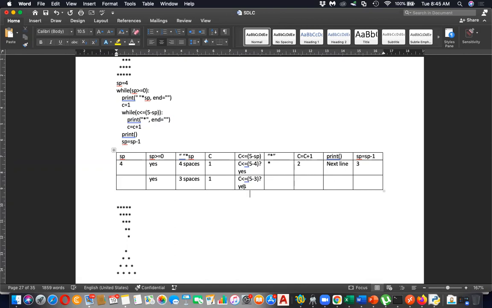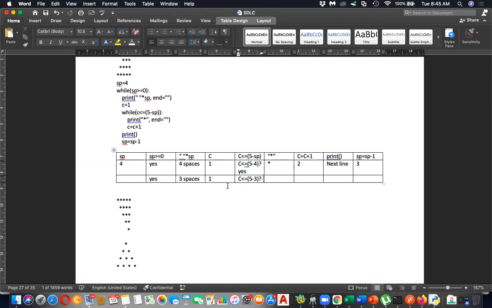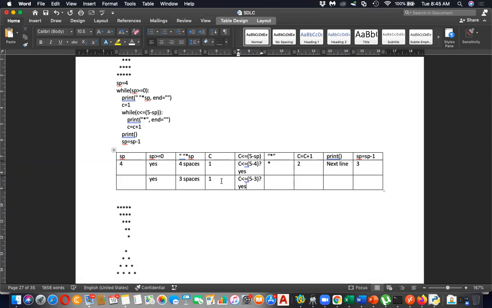Yes or no? Yes. C is 1, 1 less than 2, yes. So then it will print asterisk. And now C is 2. Is 2 less than 2? No.